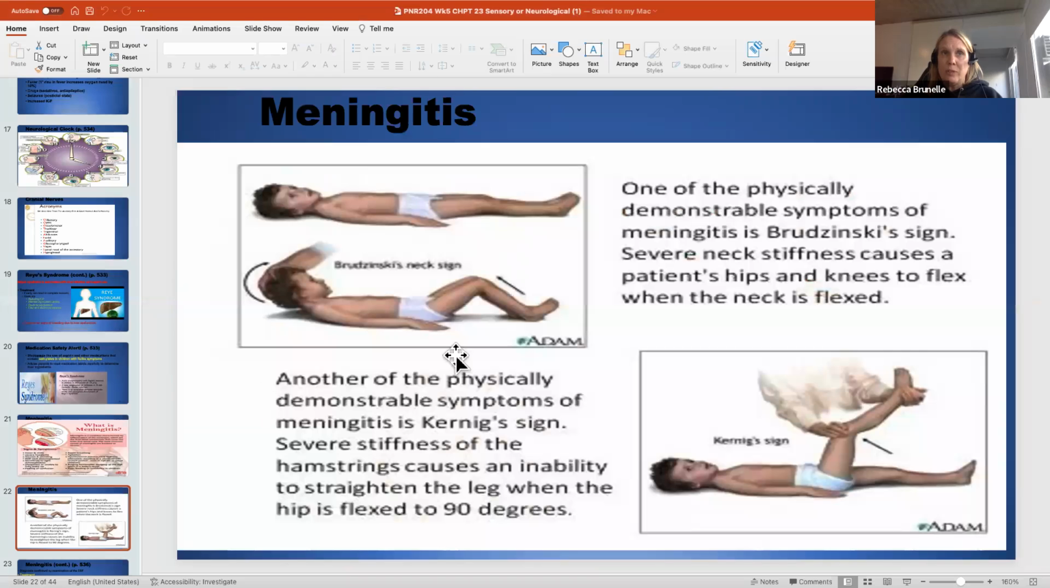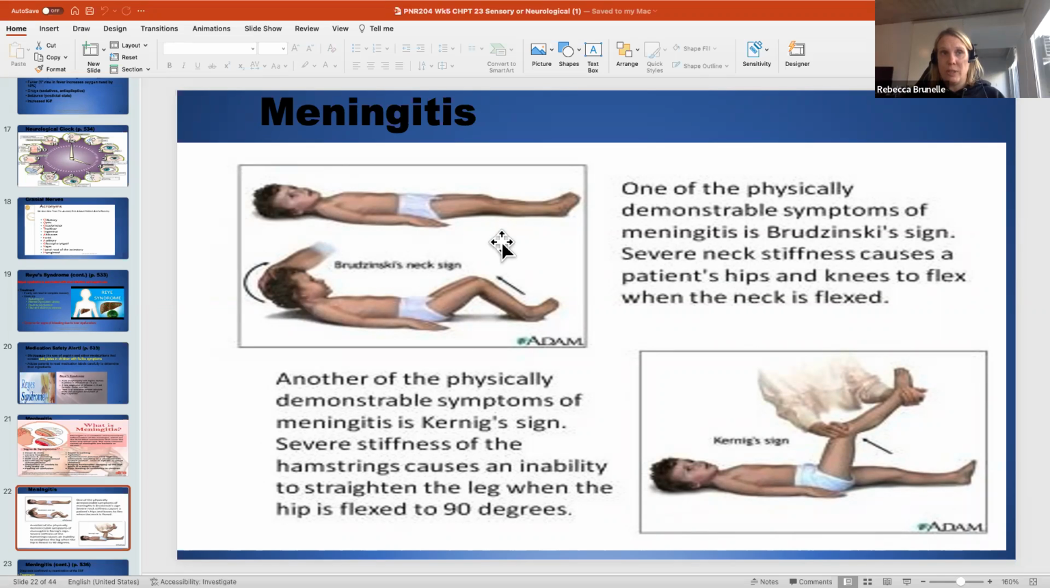There are a couple of different tests that are useful in trying to figure out if someone has meningitis. The first one is Brudzinski's, and Brudzinski is this kid here on the left-hand side, where you bend his knees and you flex his neck. They end up with neck stiffness when their hips and knees are flexed. So it's more difficult to bend their neck forward when their knees are bent.